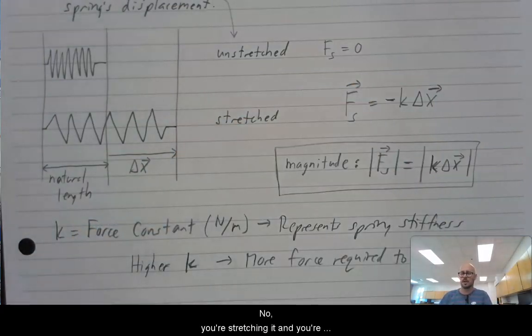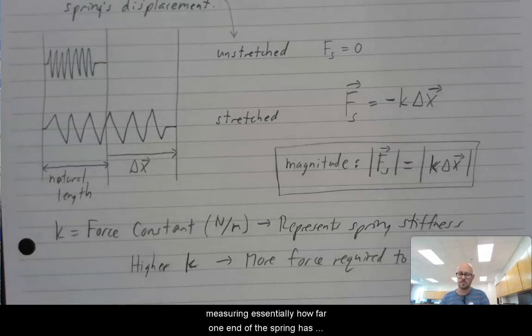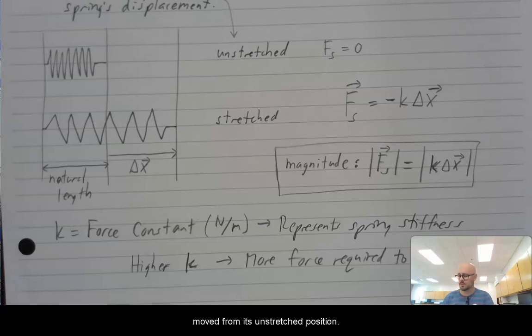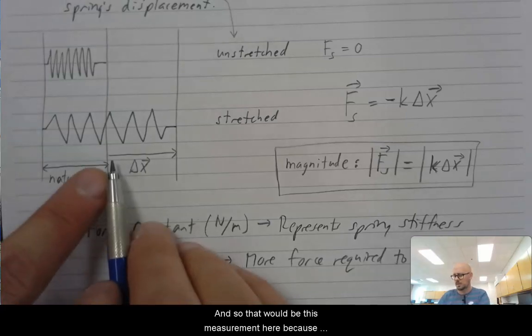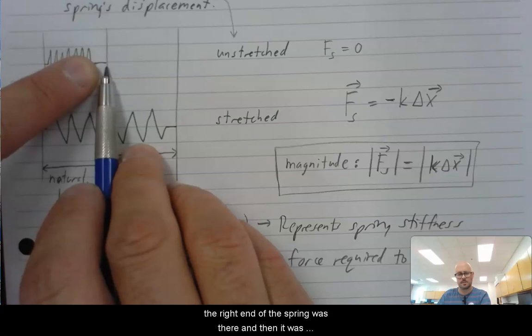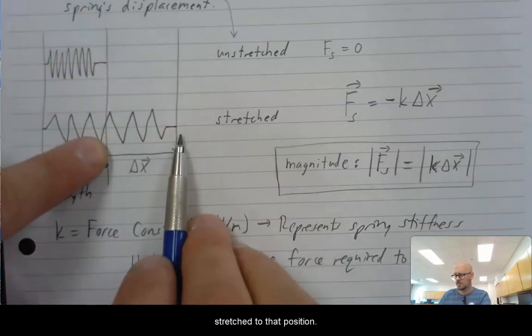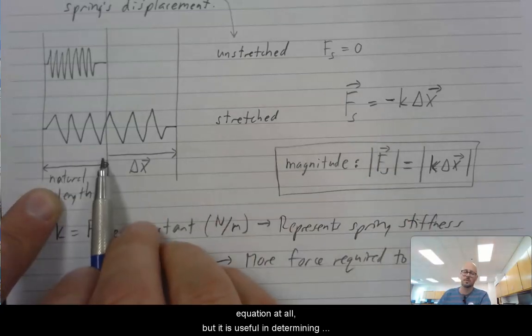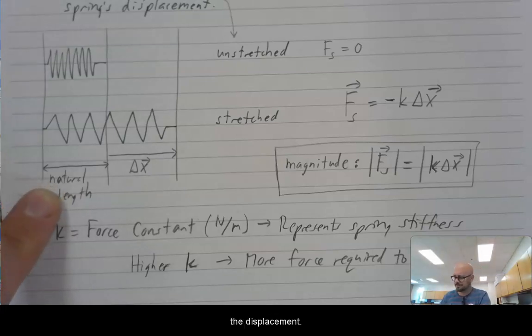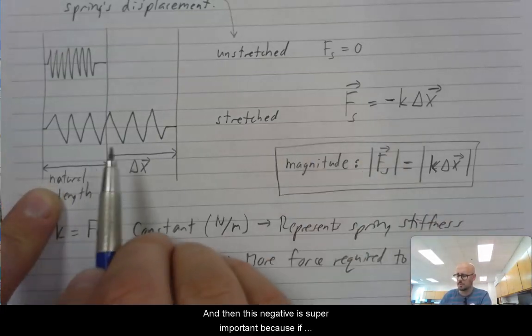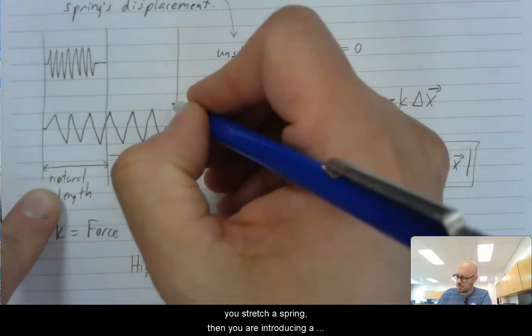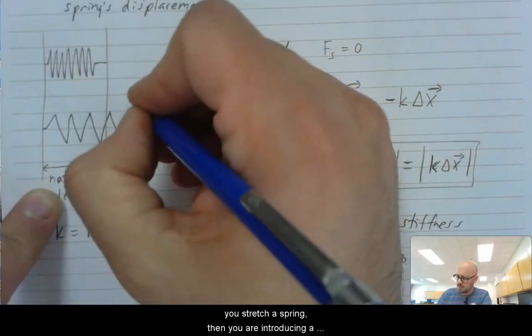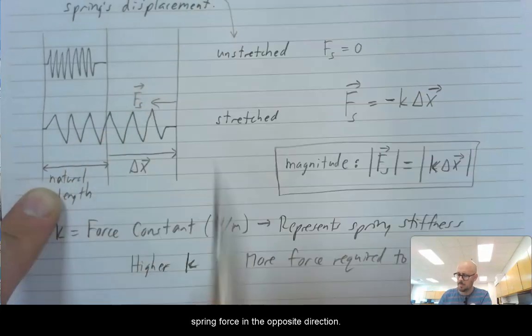So it's not like you're throwing the spring across the room. No, you're stretching it, and you're measuring essentially how far one end of the spring has moved from its unstretched position. And so that would be this measurement here, because the right end of the spring was there, and then it was stretched to that position. So the natural length doesn't end up entering into the equation at all, but it is useful in determining the displacement. And then this negative is super important, because if you stretch a spring, then you are introducing a spring force in the opposite direction.